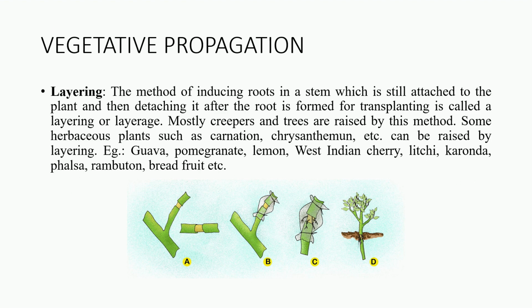Now we will see about the layering process. What is the layering process? It is a method of inducing roots in a stem which is still attached to the plant, and after the development of the roots it will be detached from the plant and used for transplanting. This is called layering, and some examples of layering of herbaceous plants are carnation, chrysanthemum, etc., which can be raised by layering.